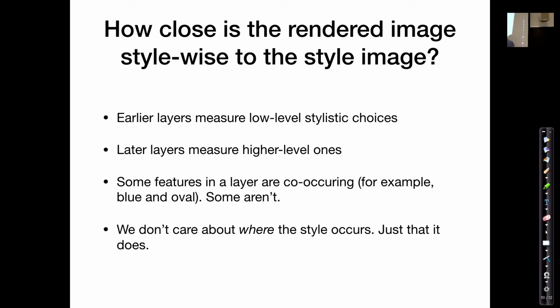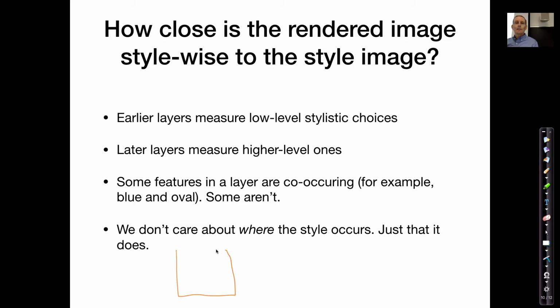Some features in a layer are co-occurring. For example, and this isn't necessarily true for this particular style image, but you can imagine a style that had a lot of blue ovals. So maybe I've got a layer in my neural network that has both a blue feature and an oval feature, and I want to capture the fact that blue ovals happen together, that they're blue ovals and not some other color. So I want to look at how two features interact with one another.